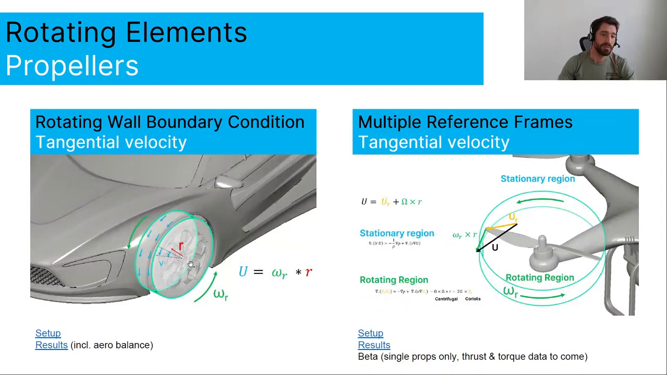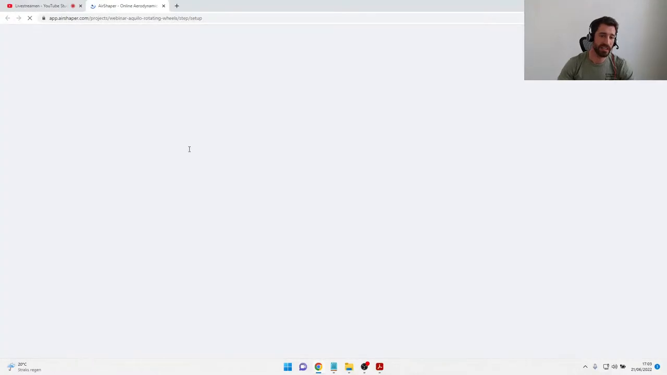And then this will be taken into account by the calculation software, which will increase the pressure, for example, and it will change the surface friction and the flow line pattern on the surface of the wheel. So let's have a look at how this can be set up in AirShaper.